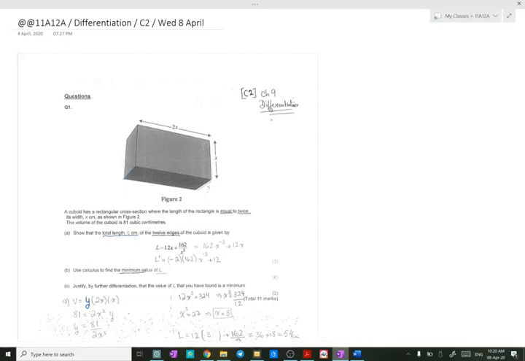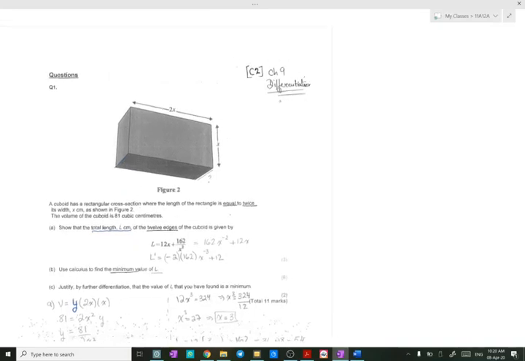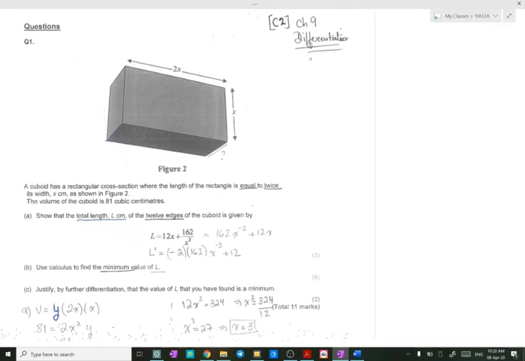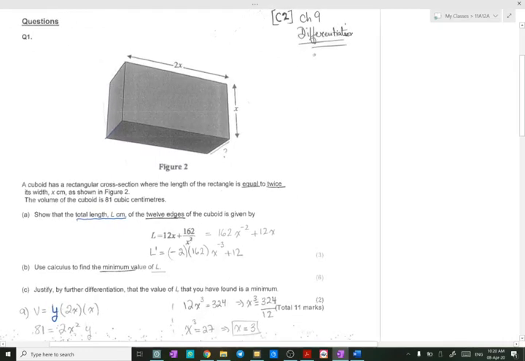Question 1 is taken from the A-level Past Paper C2, differentiation topic. A cuboid has a rectangular cross-section where the length of the rectangle is equal to twice its width, x. So x is the width and the length is 2x.